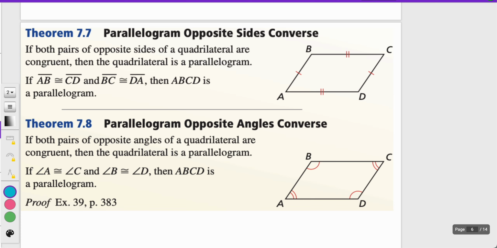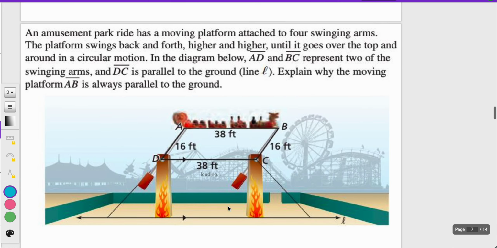So it just says if AB is congruent to CD and BC is congruent to DA, then ABCD is a parallelogram. That just means both pairs of opposite sides are congruent to one another. And then the same thing is true for the opposite angles converse. If angle A is congruent to angle C and angle B is also congruent to angle D, then ABCD is considered a parallelogram.